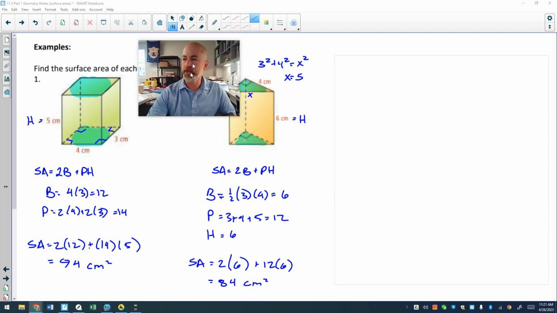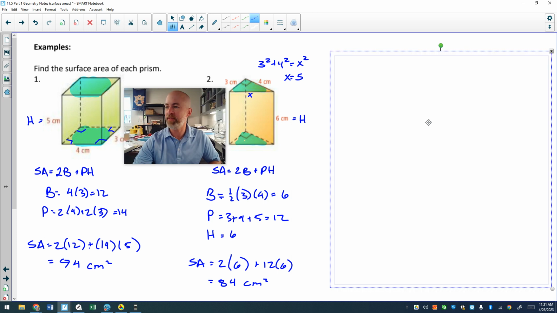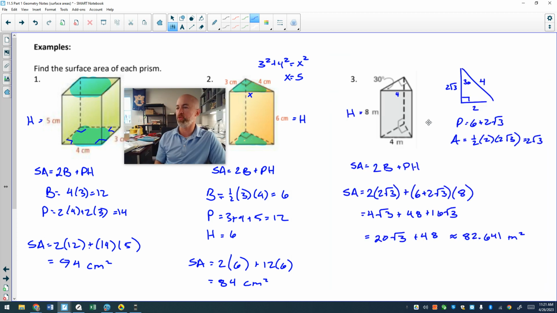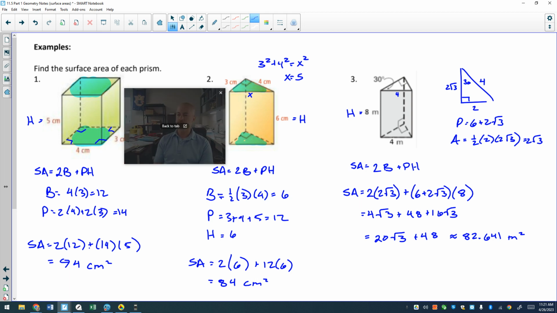For number 3, to save time, I decided to go ahead and have that one pre-worked. And I'm just going to talk through number 3. So we have here another triangular prism. The reason I didn't work this one again from scratch is because it was similar to number 2. However, it's a little bit more difficult because they only gave you the hypotenuse of the base, and they gave you an angle that was 30 degrees.